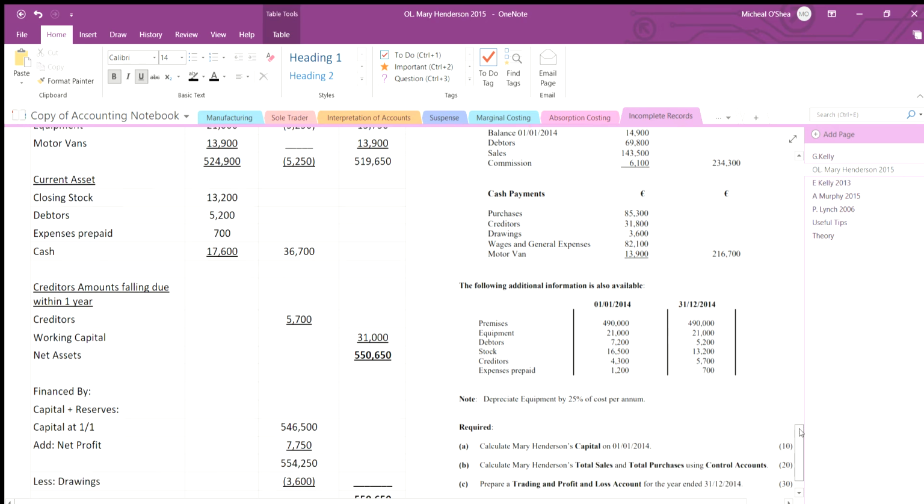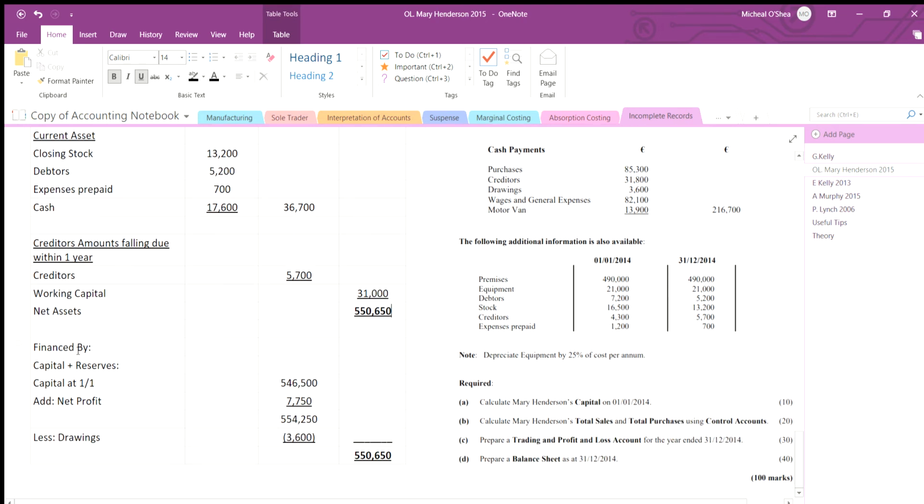The last part of the question is your finance by. There was no creditors amounts falling due after 1 year because we don't have a loan or debentures or mortgage, but we do have capital and reserves. So that's the next heading, capital and reserves. These two next figures, where am I getting this from? Capital at first to the first. This is my capital and reserves figure. I worked this out in part A, the very first part of the question.